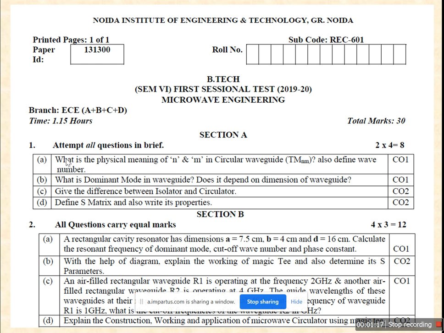Now see what is the first question, 1A. What is the physical meaning of N and M in a circular waveguide, that is TM_NM? Also define wave number. Most students, when just seeing this question, interpreted it as the rectangular waveguide, so you wrote N and M in terms of the rectangular waveguide. But the question clearly mentions the circular waveguide. So how could you make a mistake? Let's see what the correct answer is.